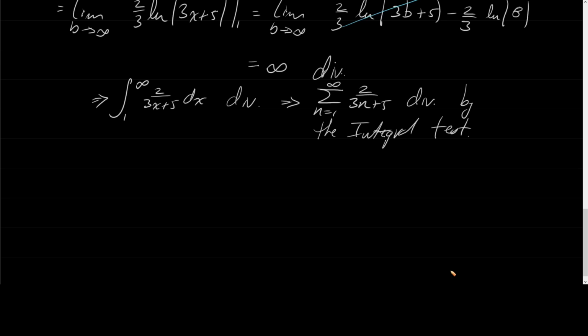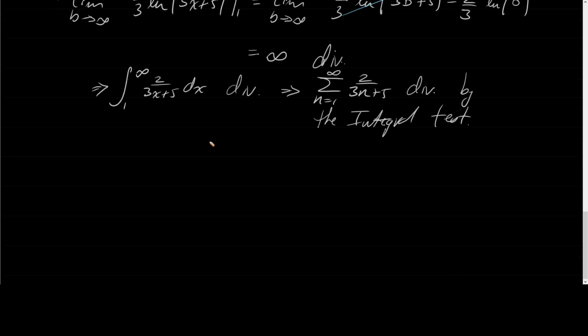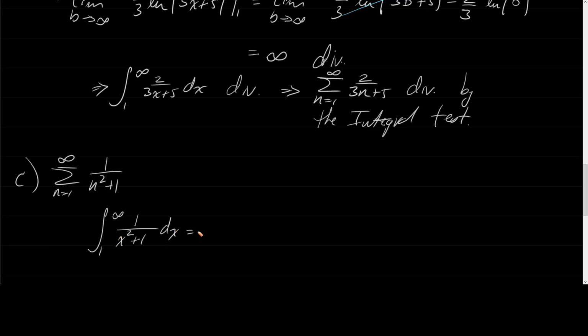C. The next one, C. Let's say I had the series from 1 to infinity of 1 over n squared plus 1. And again, we're trying to see what this does. Well, I'm going to take the integral. I'm going to say we have the integral from 1 to infinity of 1 over x squared plus 1 dx. So, what does that do for us?